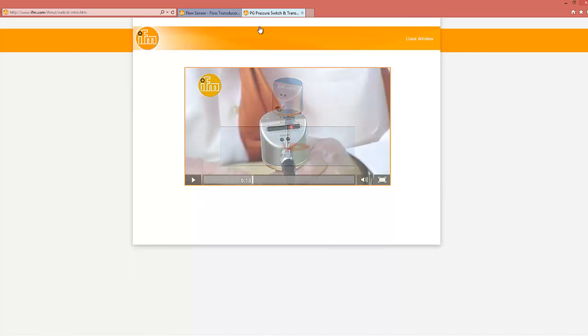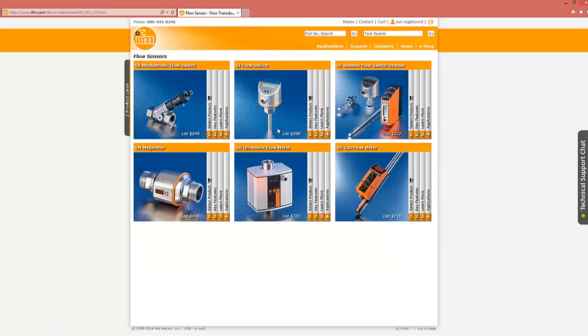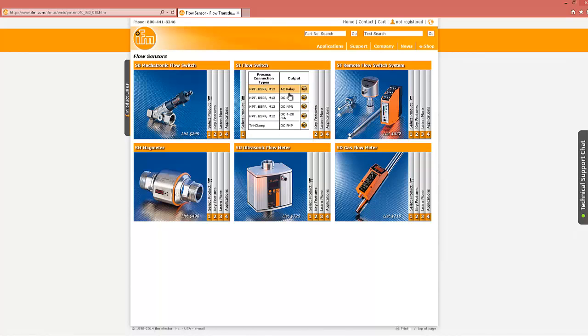Okay, so you see, the way this sensor works is you heat the tip, and as the media flows, you measure the amount of heat removal. Okay, so this sensor comes in an AC relay option, a DC switching, PNP or NPN. There's also an analog version, and we also have a tri-clamp for food and beverage applications.